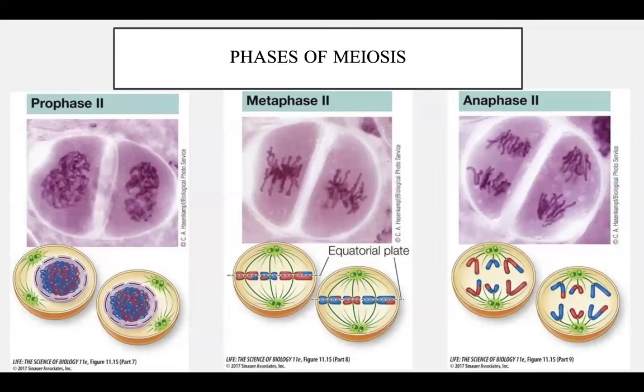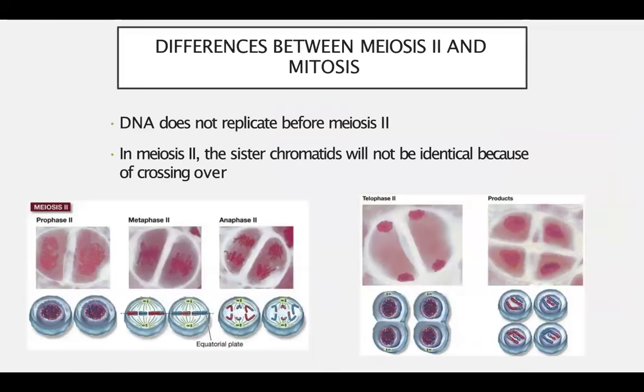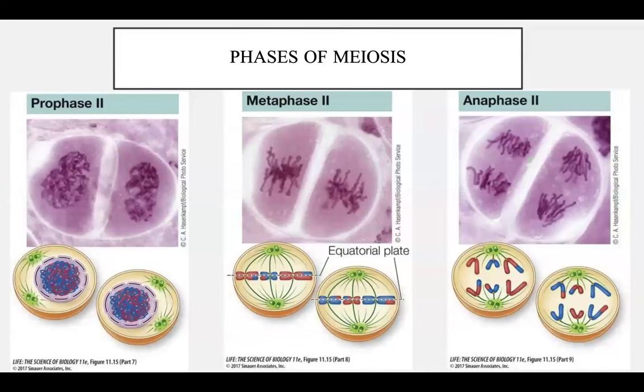And the exact same thing happens again. Now you have prophase 2, metaphase 2, anaphase 2, telophase 2, and lastly, you have four daughter cells, each of which are genetically different from each other. So, as mentioned before, DNA does not replicate before meiosis 2, and in meiosis 2, sister chromatids will not be identical because of crossing over.